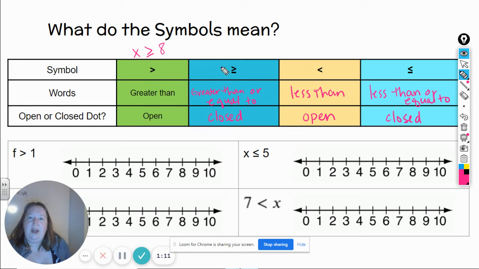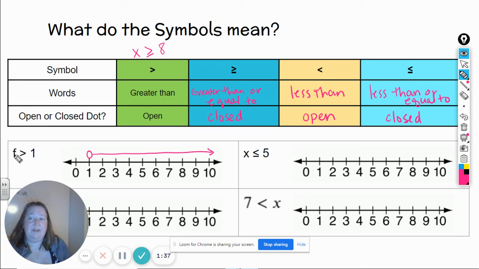Okay, when you have the line underneath, you're going to have a closed circle. But when you have no line, then you have an open circle. So that just shows, like, can F be 1? No, it cannot. But we're going to have an open circle at 1. And then we say that F is greater than 1. So that means it's any number on the number line that's greater than 1.